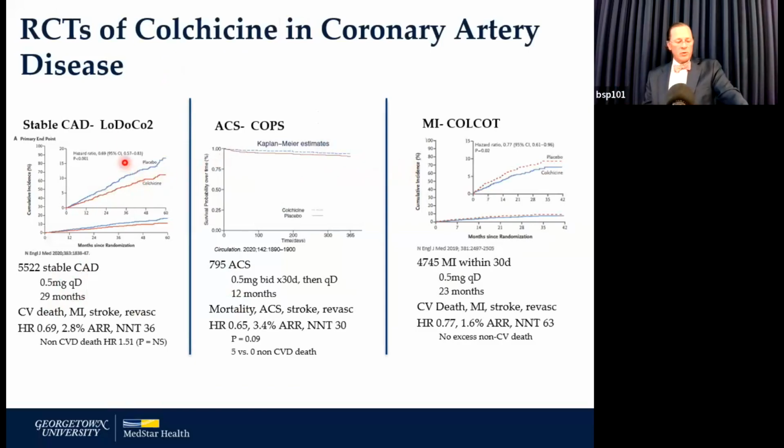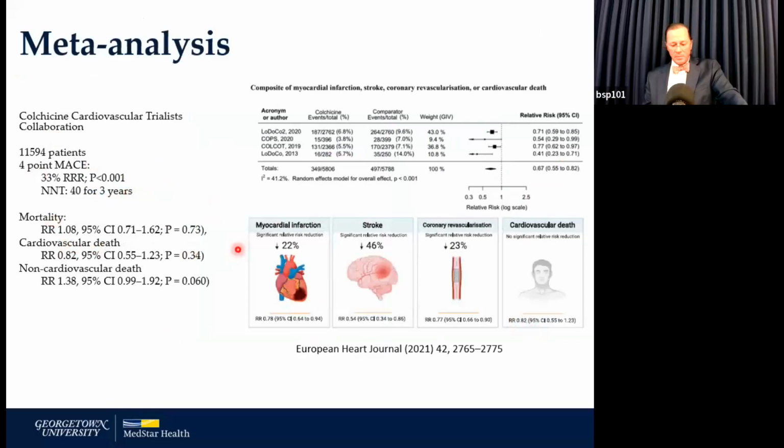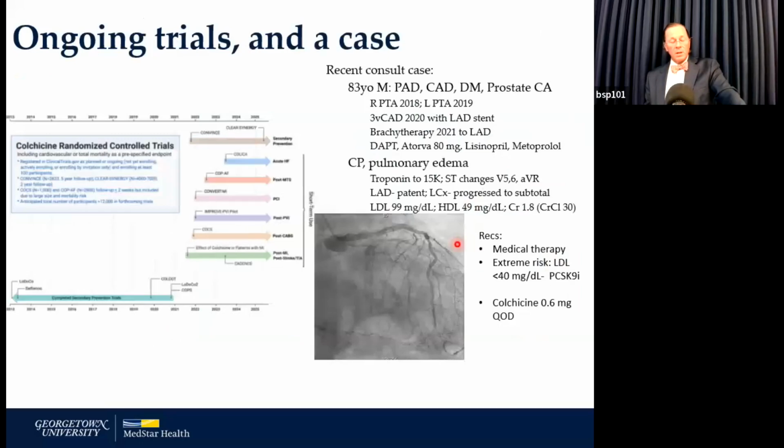Three large-scale randomized trials in stable coronary disease, acute coronary syndromes, and patients with MI all showed benefit to events in a broad population of patients otherwise well-treated, with numbers needed to treat of 36, 30, and 63, comparing favorably to what statins do. In a meta-analysis, it simply drives home these points: 22% reduction for MI, 46% reduction for stroke, 23% reduction for coronary revascularization. No effect on cardiovascular death, however, in these trials because they were relatively short duration. There are ongoing trials looking at this further in other populations.